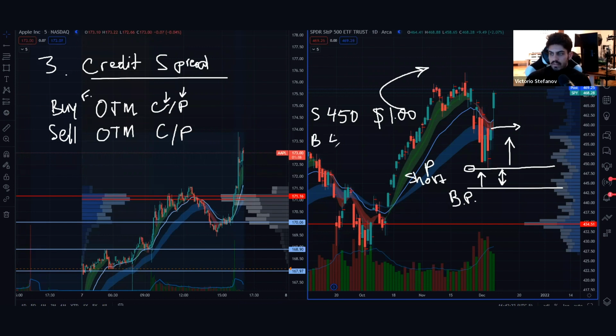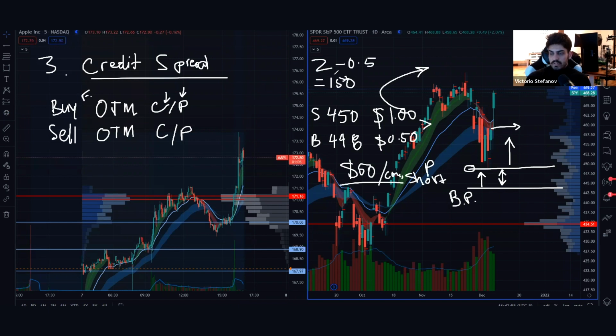Now, if I buy a put at, let's say, 448, and this put is going to cost me 50 cents, so the fact that this put costs me 50 cents and I'm getting $1, that means that net, I'm going to receive $50 a contract, or 50 cents. The difference. Now, my max loss is going to be the $2 difference minus whatever I've already received. So that means $150 per contract.